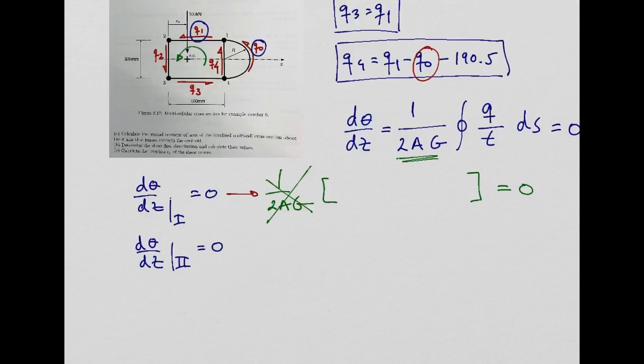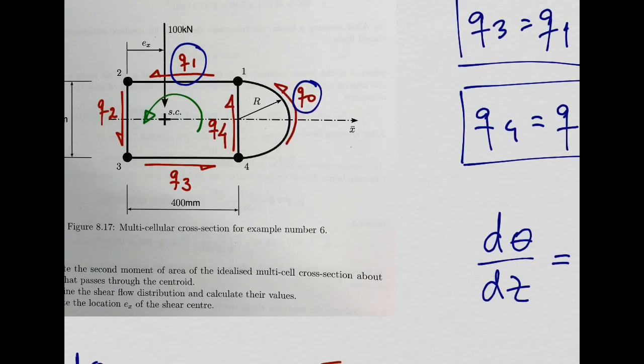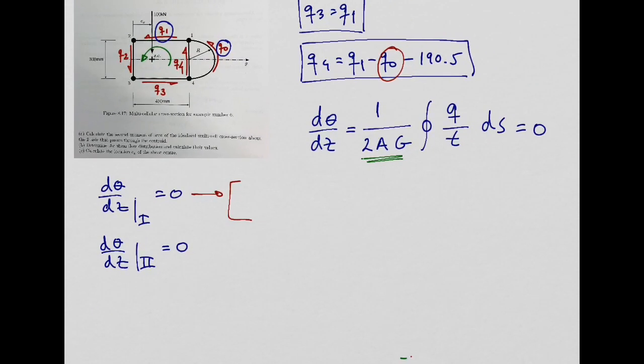These go away. So the only thing we need to do basically is this contour integral, and this contour integral is quite easy. Look at this. Let's start with this horizontal wall, Q1, this wall here. What is the shear flow in that wall? It is Q1. What is the length of that wall? So I need to multiply by the length. That's why I have this ds here.